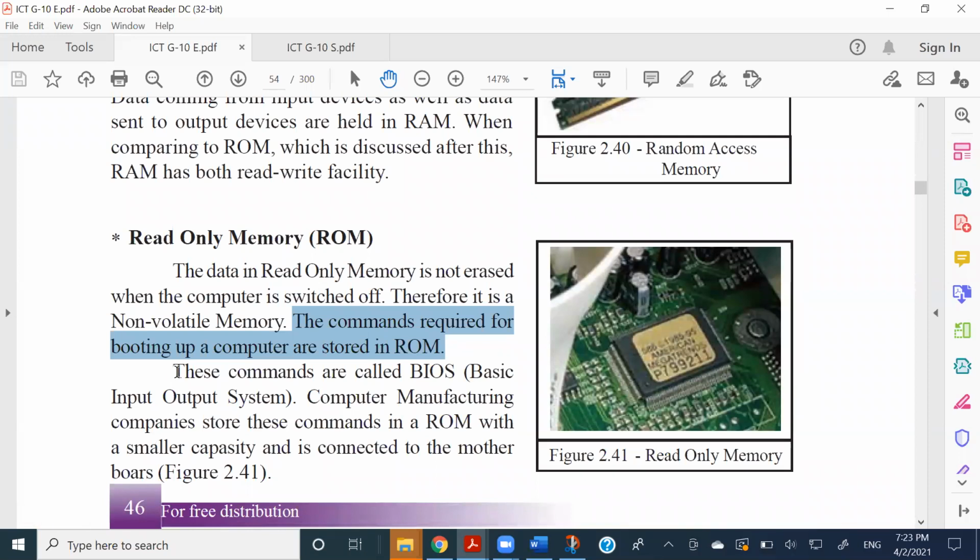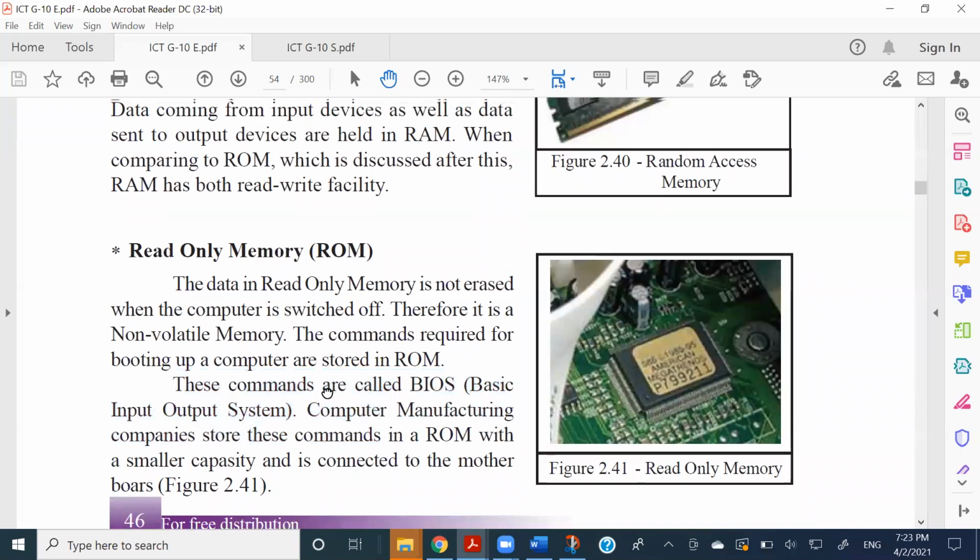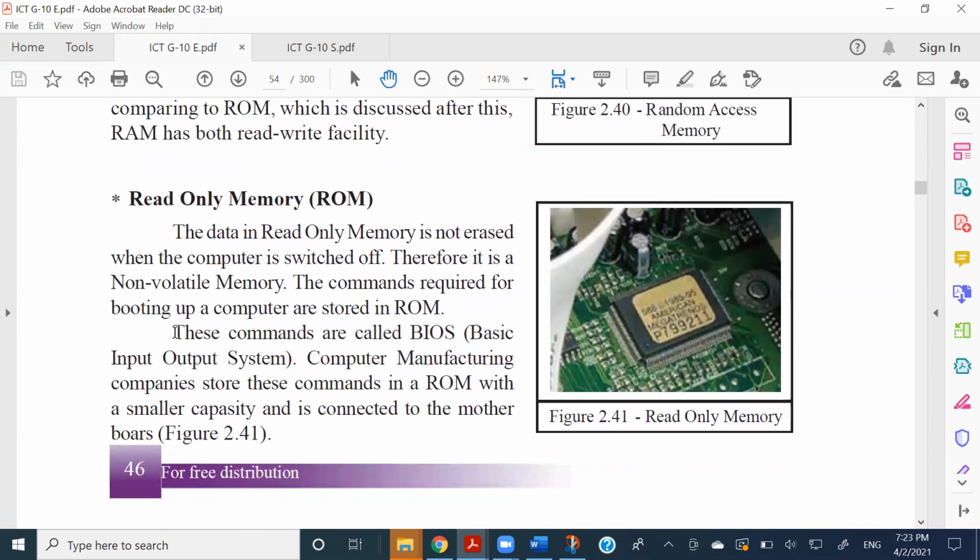Right, and the third and fourth points are going to be these two lines, and the very last line, it's better you stop in here. Computer manufacturing companies store these commands in a ROM. So the third one is going to be these commands are called BIOS. The fourth one is going to be computer manufacturing companies store these commands in a ROM.